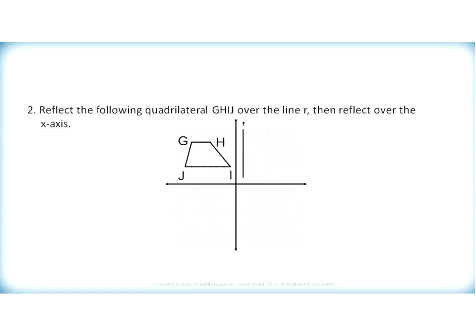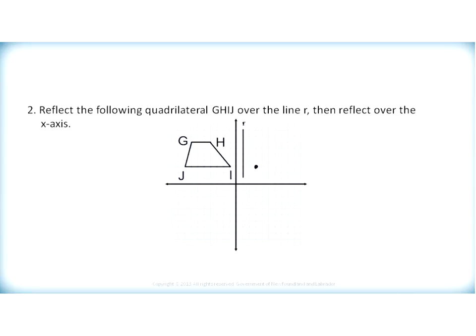Second question asks us to reflect the following quadrilateral, GHIJ, over the line given, then reflect this over the x-axis. So the first thing I'm going to do, I have a line of reflection R. The easiest point I think to get in this case would be I, the reflection of I. I right now is 2 units away from my line of reflection. So if it's being reflected over R, the image I point is going to be 2 units away as well.